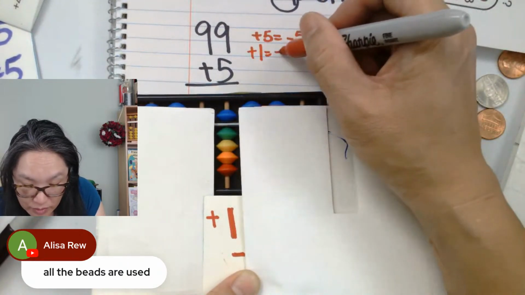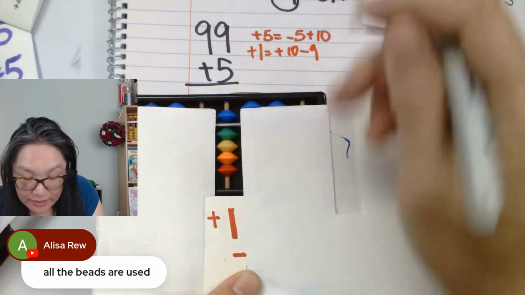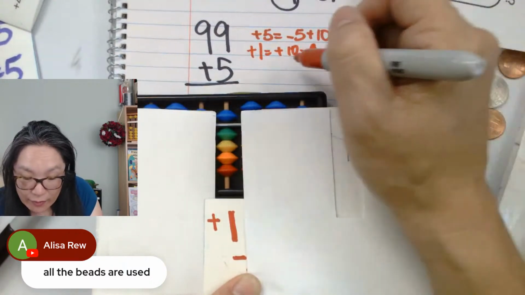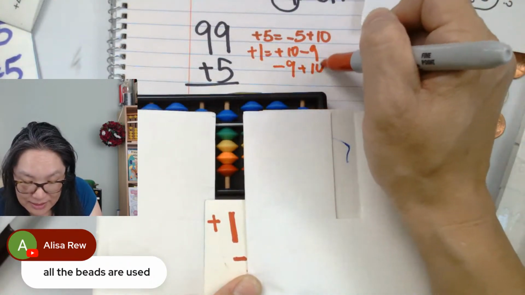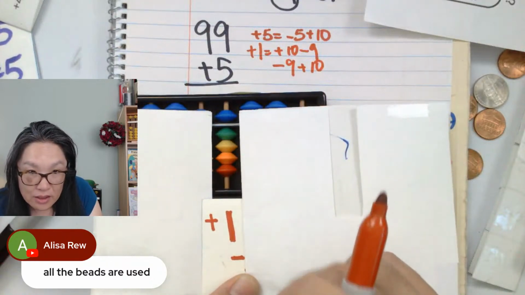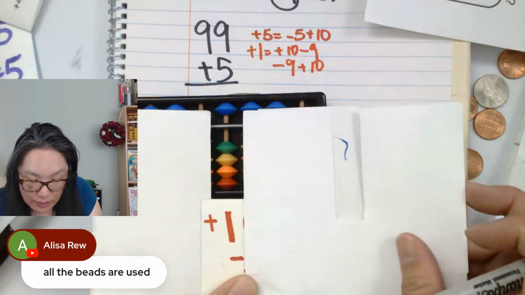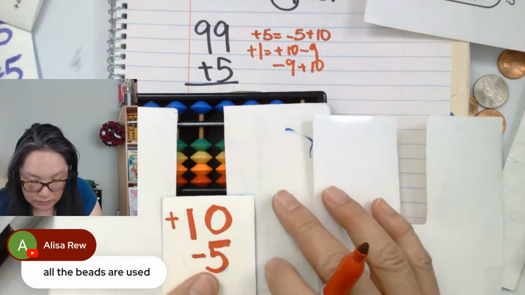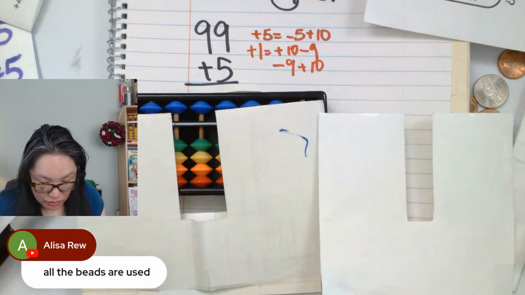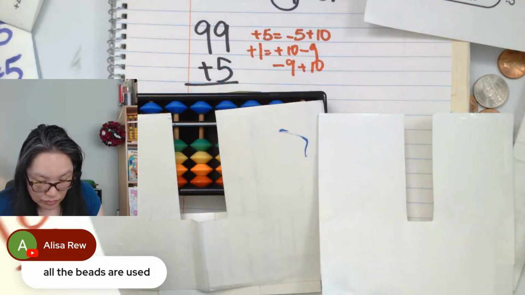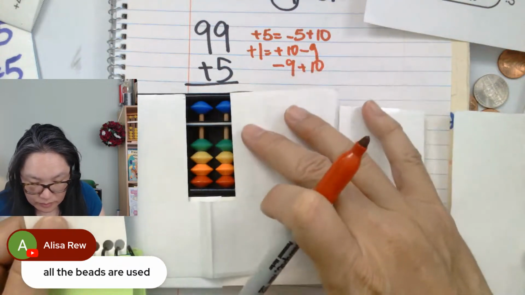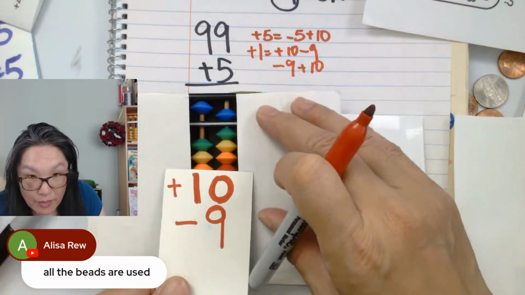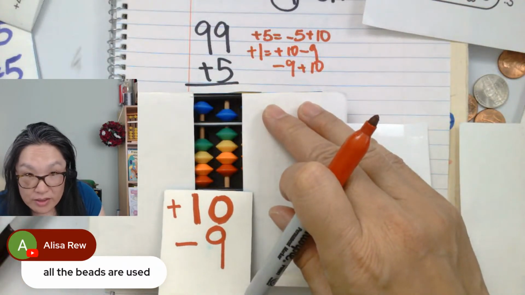Plus 1 is equal to plus the 10 minus 9. Again, I can use the commutative property: minus the 9 plus the 10. Why? Because I don't want to forget. So I'm going to minus the 9, and I'm going to plus the 10. So I need to change that out. That's what we did.